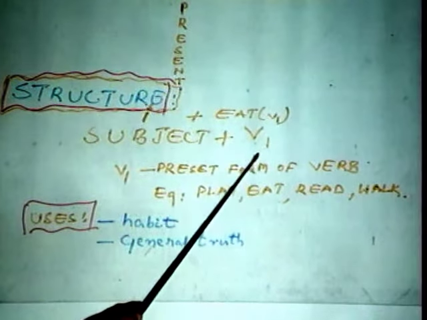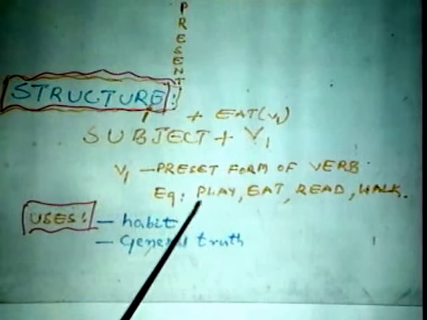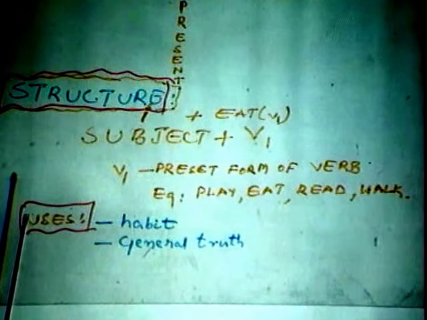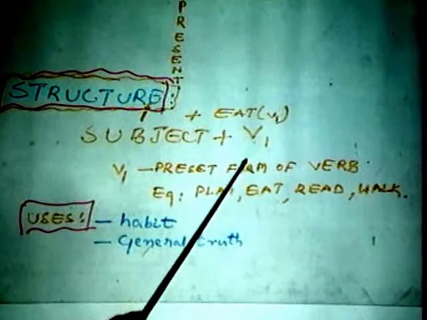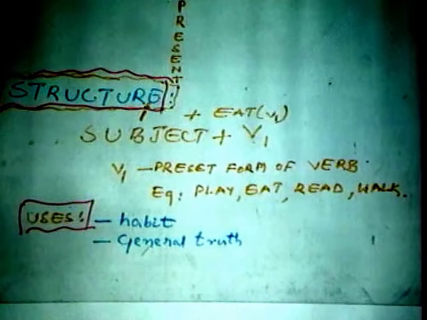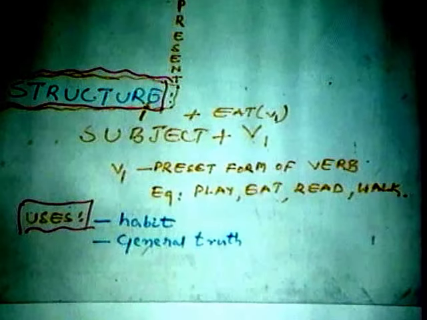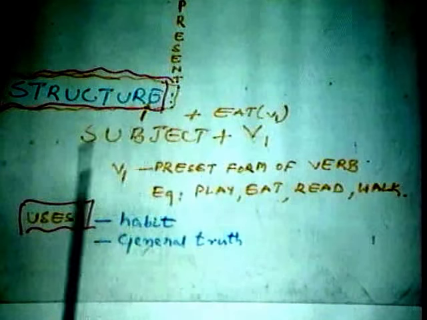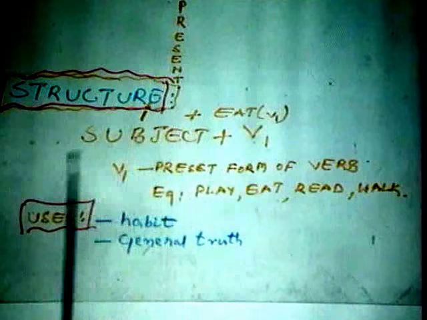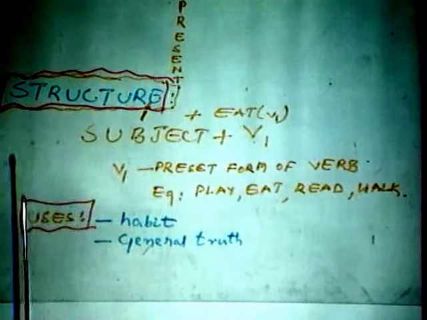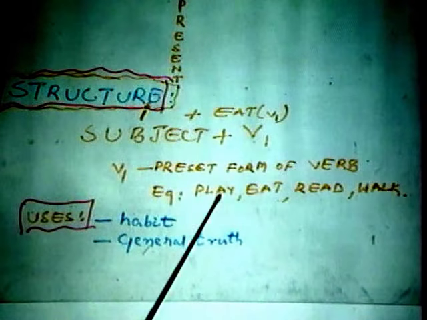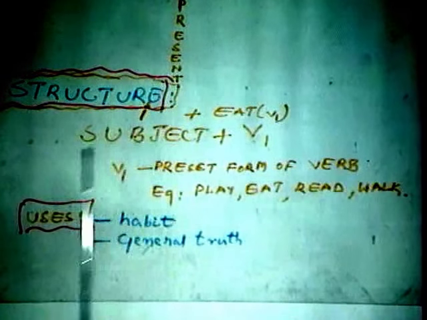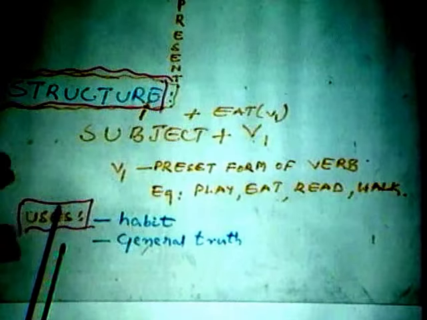So this V1 can be known by other names like indefinite form, or present form, or base form of the verb. So don't get confused, they all mean the same. V1 means the base form of the verb or the present form of the verb. So here it is given. See, some of the verbs which we have used in the examples are written here: play, eat, read and walk. So the structure is this.